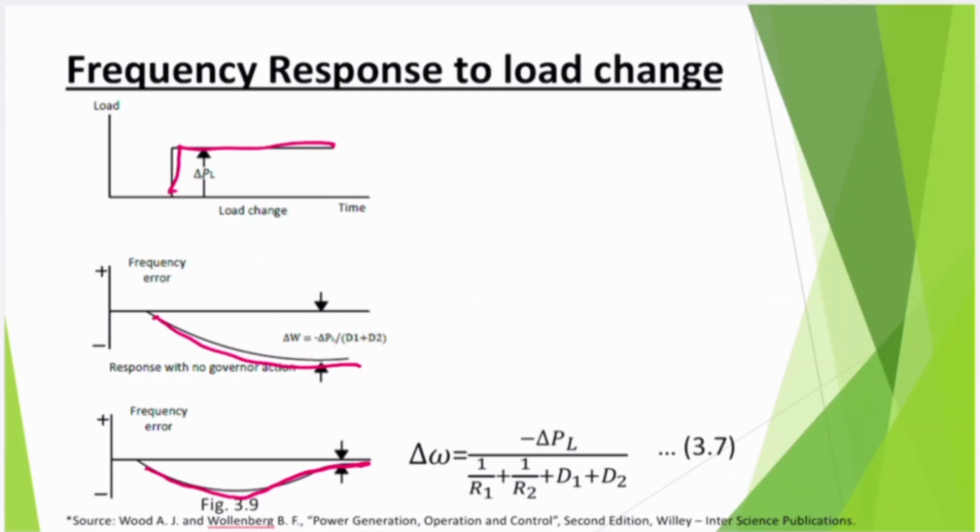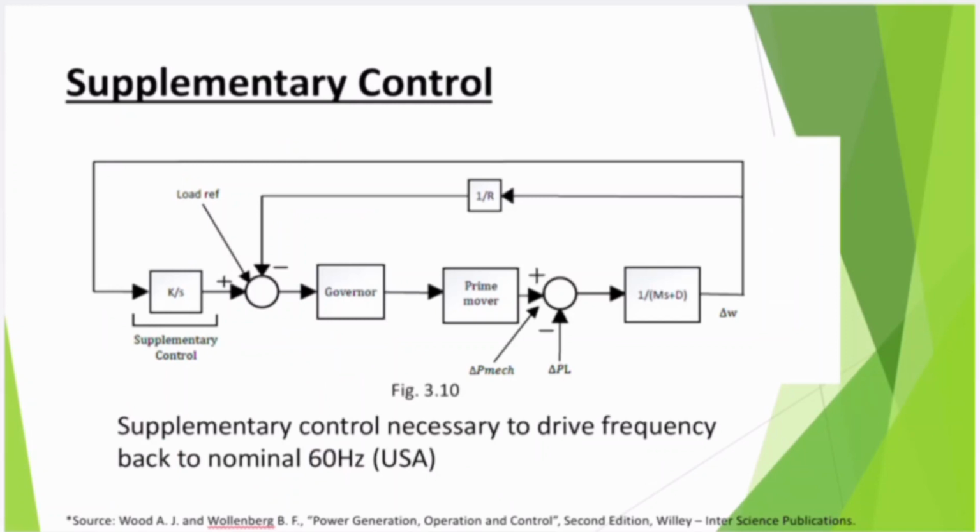And the change in frequency delta omega is given by minus delta PL upon 1 upon R1 plus 1 upon R2 plus D1 plus D2. Now, what do you understand by supplementary control? Don't get confused here, because this is for the USA model. You can also write it as 50 Hertz for the rest of the country, or maybe for India for example.